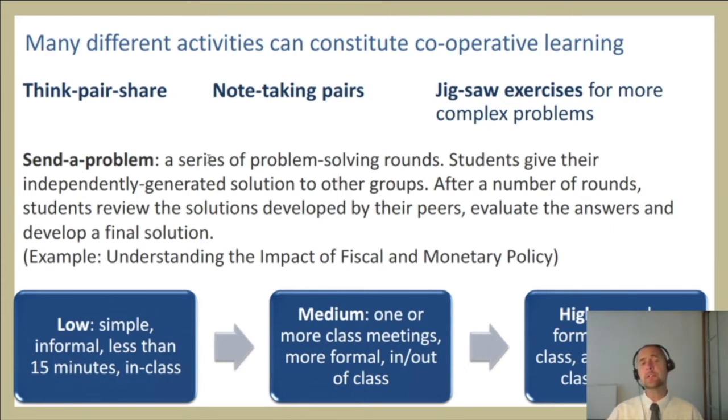I should stress here that cooperative learning activities can be implemented on a low-level scale. That means basically a simple, short, informal, maybe less than 15 minutes activity in class integrated into a lecture. Or there can be a more medium-level implementation where they take place over more class meetings, inside or out of class, so it can even be used in online learning.